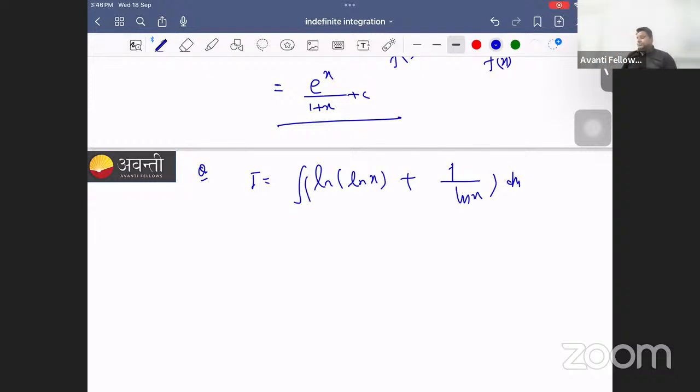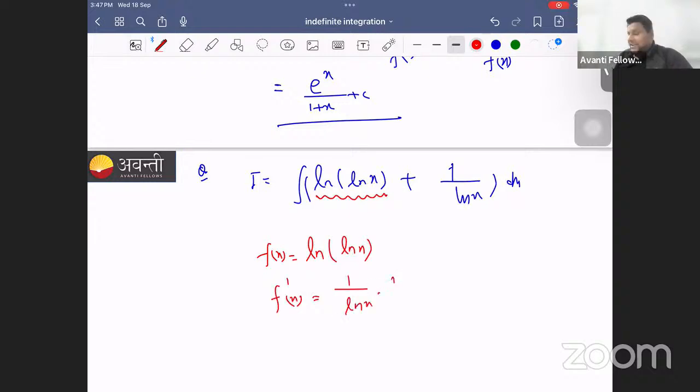How to do? Now see, if I take this as f(x), that means f(x) is ln of ln x. So what will be f'(x)? f'(x) is 1 upon ln x into the derivative of ln x, which is 1 by x. Take this x to the left side. So it will be x f'(x) equals 1 by ln x. That means if it was f(x), so it is x f'(x).